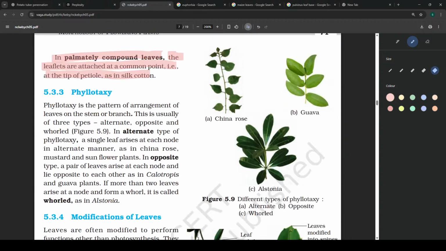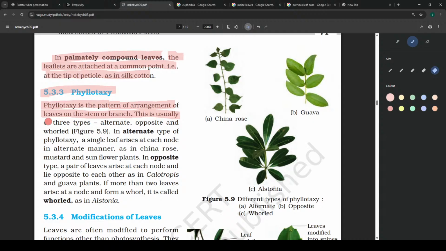Phyllotaxy. The classification of different types of leaves based on their arrangement is called phyllotaxy. Phyllotaxy is the pattern of arrangement of leaves on the stem or branch.